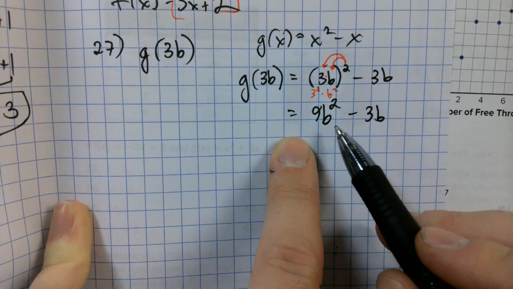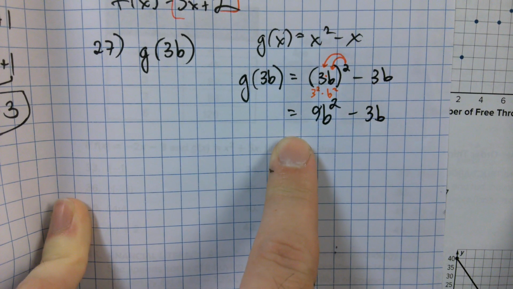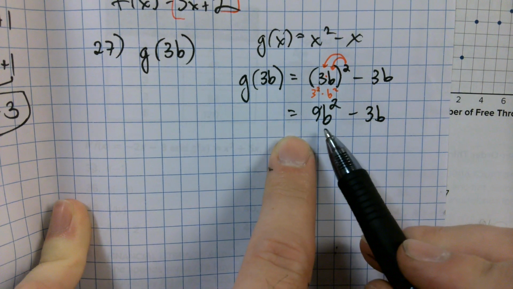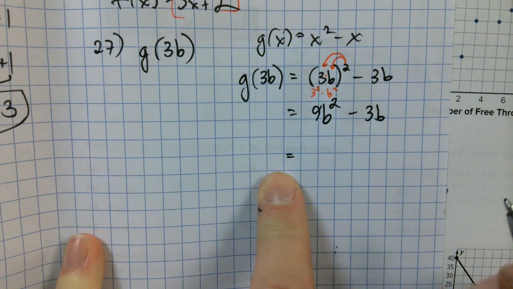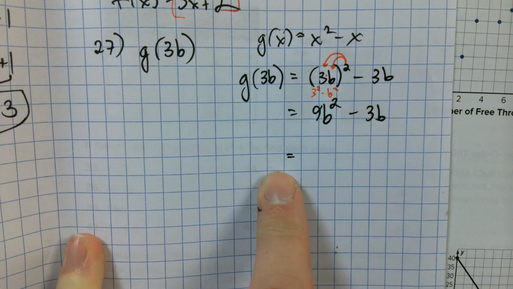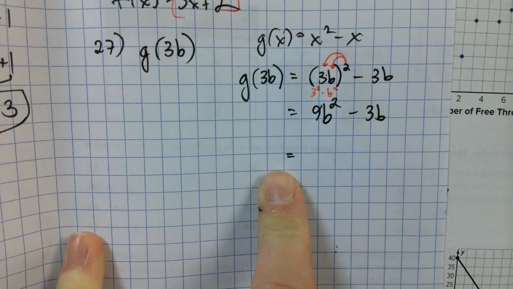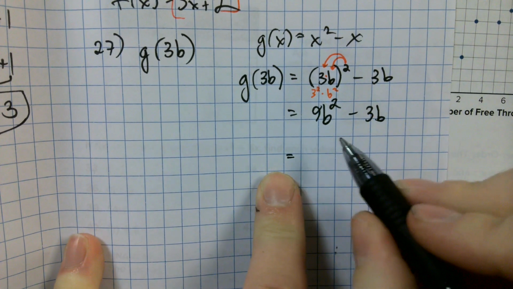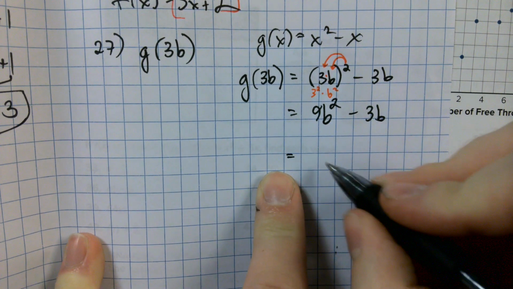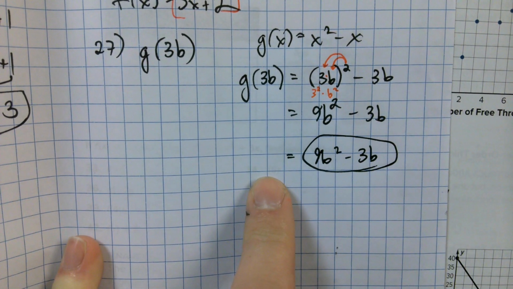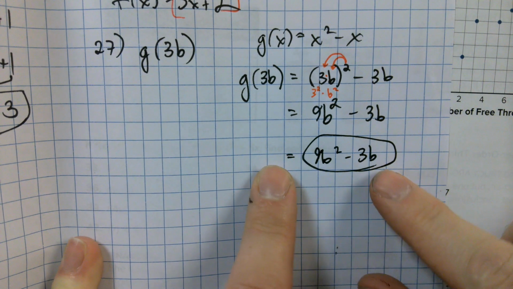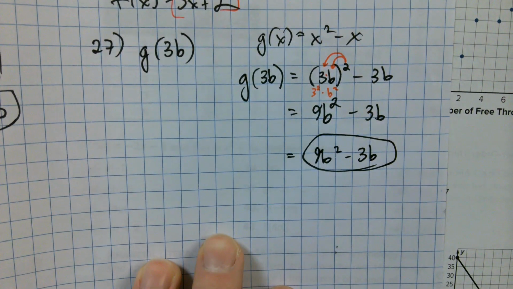What is 9b squared minus 3b? 6b squared? Can you say that again? 9b squared minus 3b, what does that equal to? 6b squared. Give me a thumbs up if you agree with that. Can I combine a b squared with a b? No, you can't do that. That's not allowed.